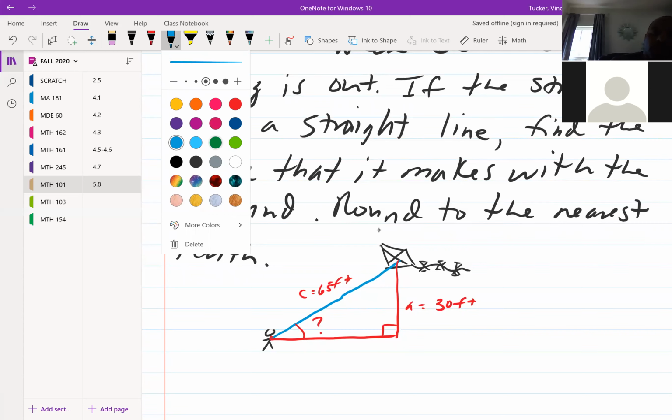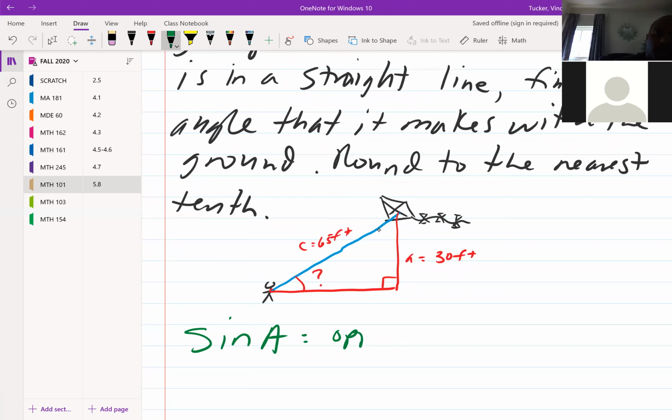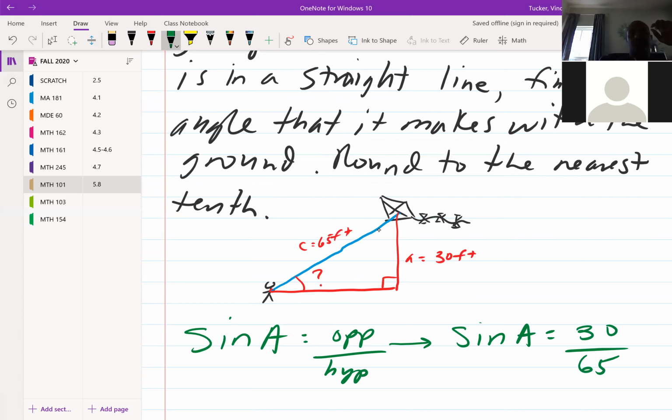So if we were to go off of this diagram, we want to know what the angle is. We'll be using sine, because that is opposite over hypotenuse. So we're looking at sine of A. We don't know what A is, but opposite is 30. Hypotenuse is 65.